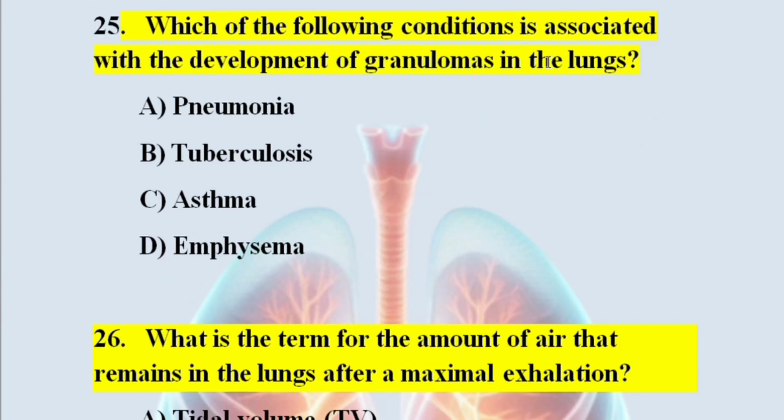Which of the following conditions is associated with the development of granulomas in the lungs? Here the right answer is alpha, pneumonia.